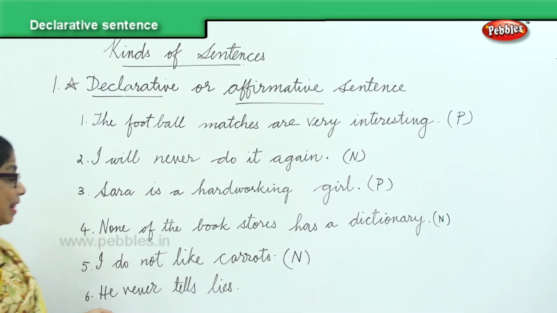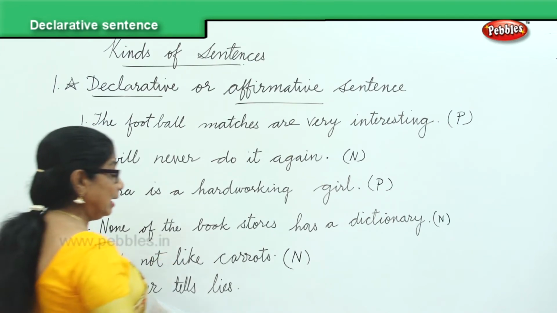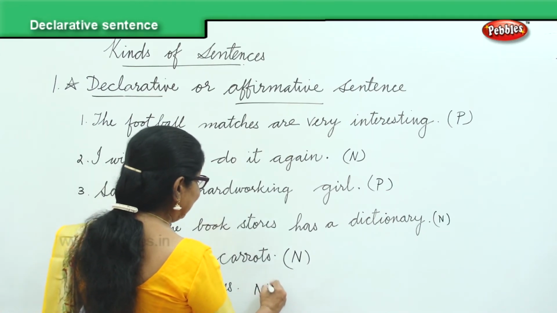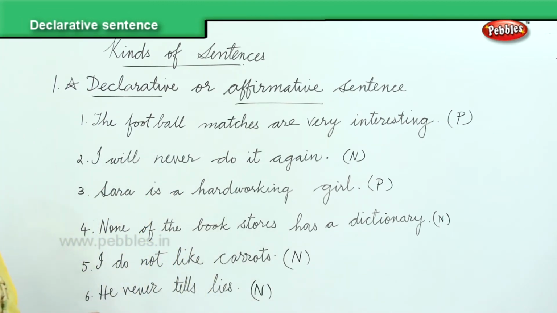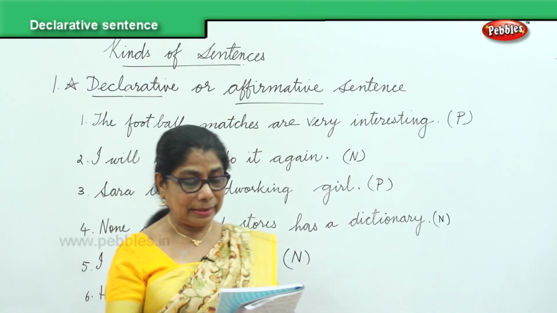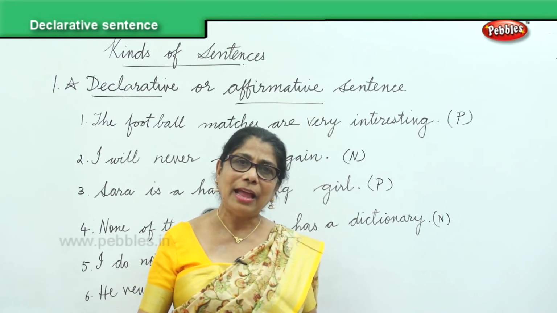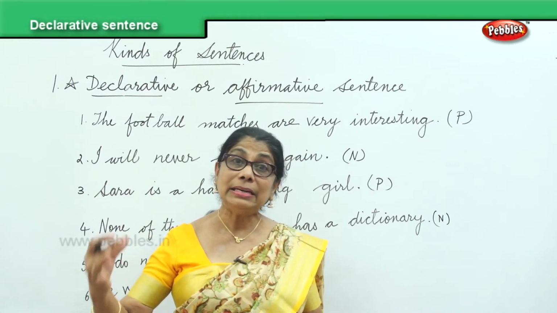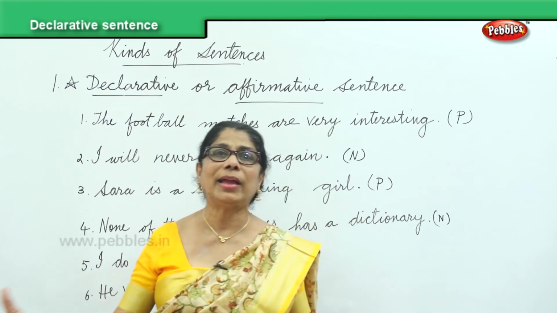Okay? He never tells lies. It's a negative, declarative, assertive sentence. And if I make it positive, he always tells lies. Now, the birds are flying. It's a declarative, affirmative sentence. How will you make it negative? The birds are not flying.